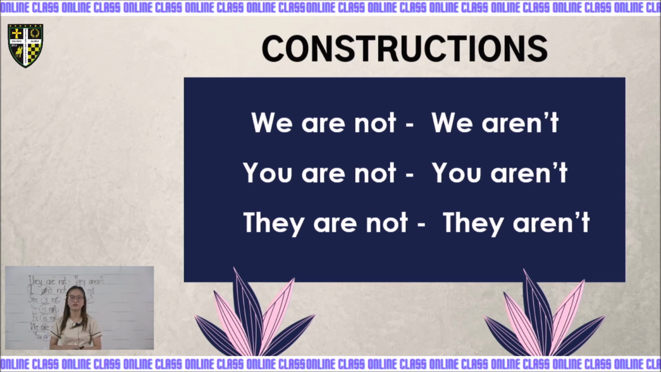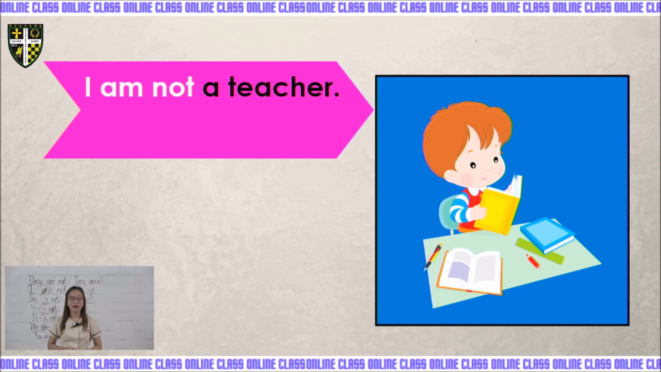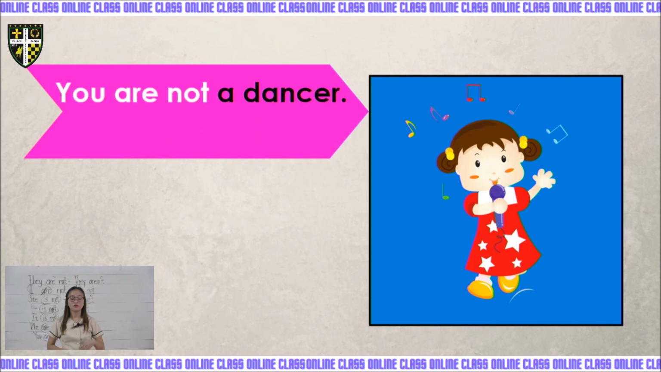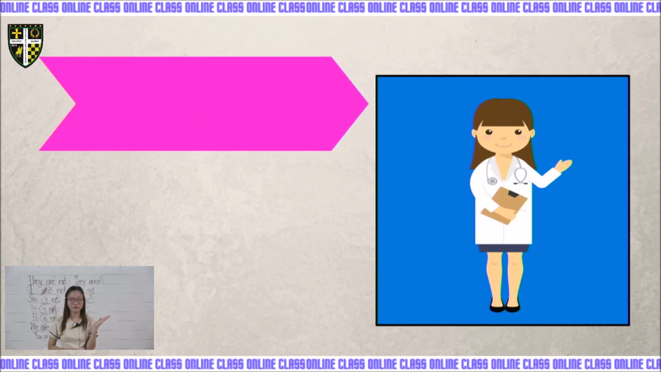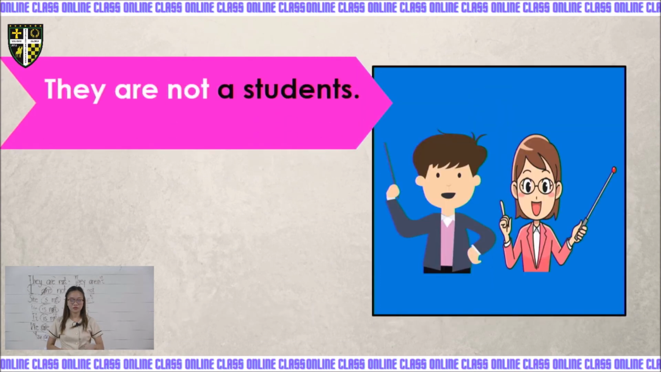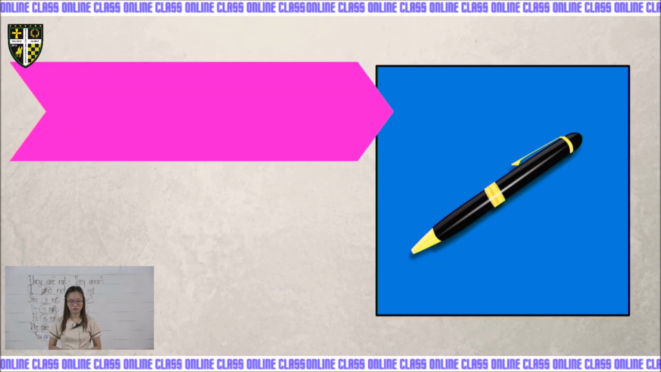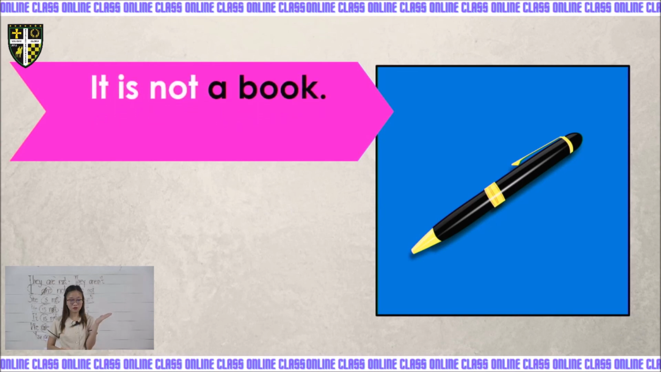Now, let's have examples for you to understand more the construction of contractions. The first one, I am not a teacher. I'm not a teacher. Next, you are not a dancer, so it became you aren't a dancer. Next one, he is not a cook. He isn't a cook. Next, they are not students, so they aren't students. It is not a book.